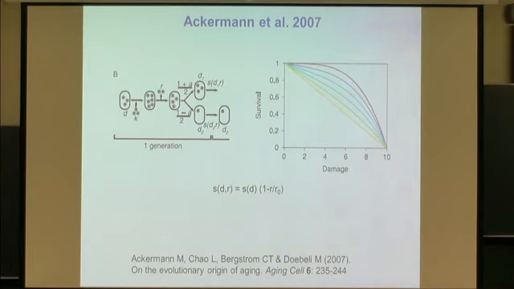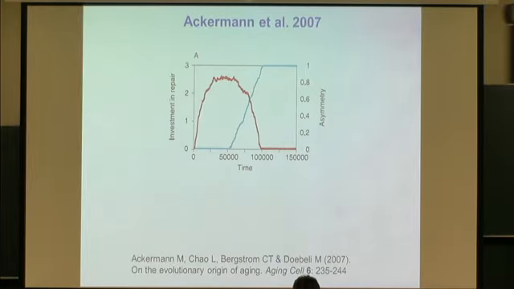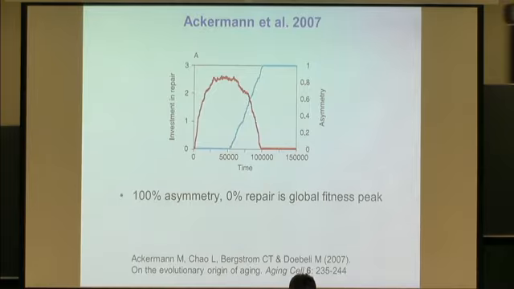Now that's of course very important, that you have a cost for repair, and this is the way they have done this. So there's a cost of repair, and the advantage of repair is you have less damage, so the survival is increased. And the simulation results are that if you don't allow asymmetry, repair evolves, and if you then allow asymmetry to evolve, repair evolves to 0, and asymmetry evolves to 100%. So a very clear answer. Perfect asymmetry is optimal, and 0 repair.